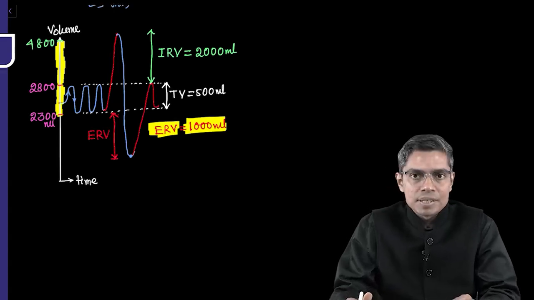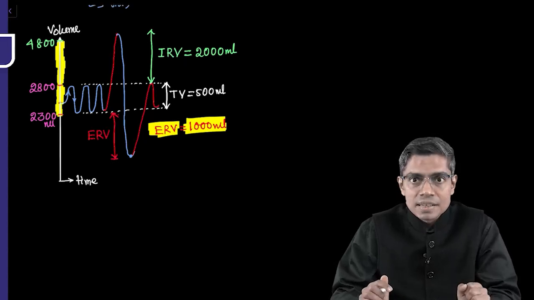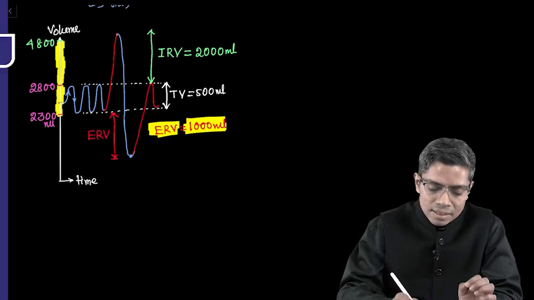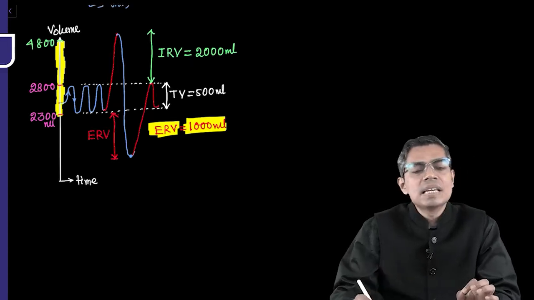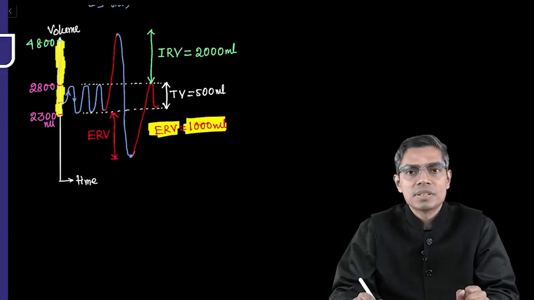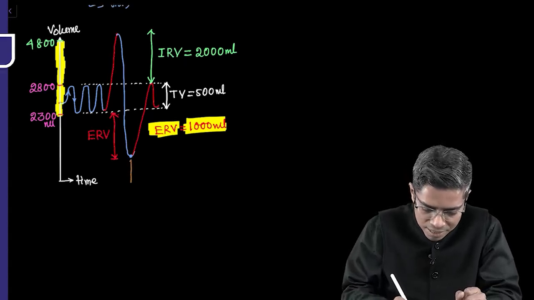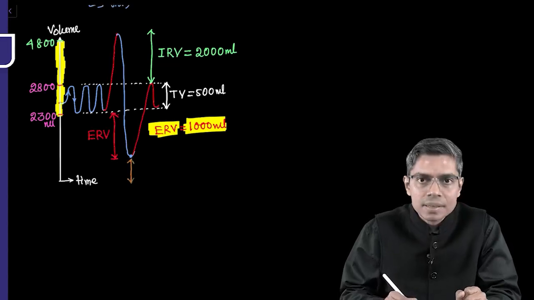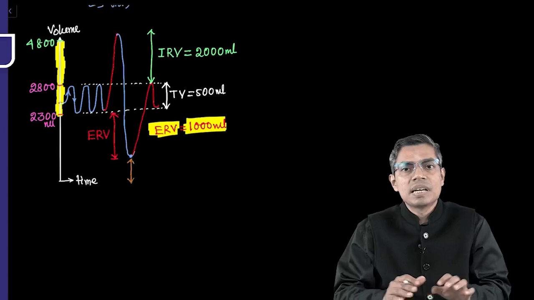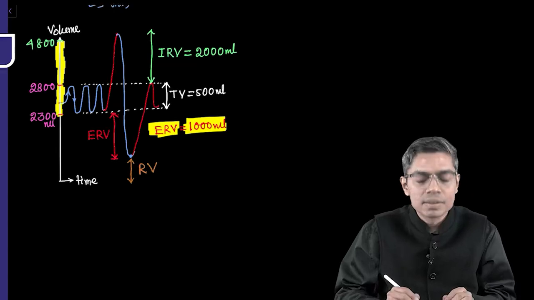Now, even after recording the TV, IRV and ERV, you know that another volume will still remain inside your lung, which you cannot measure with the help of a spirometer. That volume which is still there inside the lung, here it will be here. I cannot measure this volume with the help of this spirometer. This volume is known as residual volume.